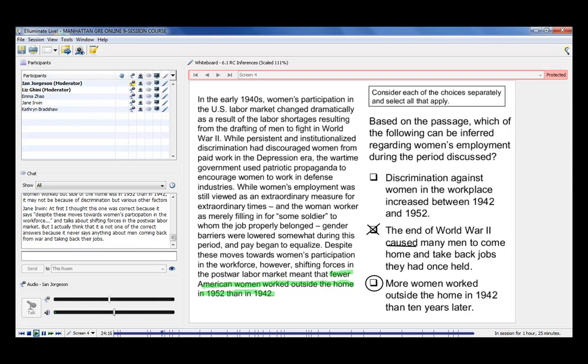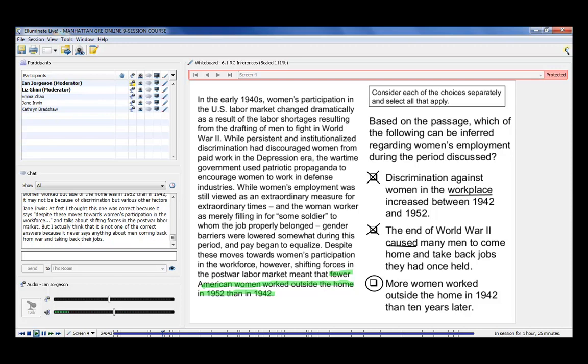Yeah, maybe it had nothing to do with discrimination. Maybe it was social pressures. Maybe it was all sorts of things that could be unrelated to job discrimination. Now, we might still argue that social pressures might be a form of discrimination, but it's not discrimination in the workplace, right?